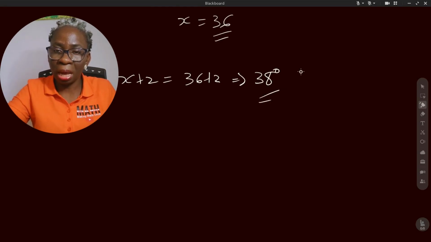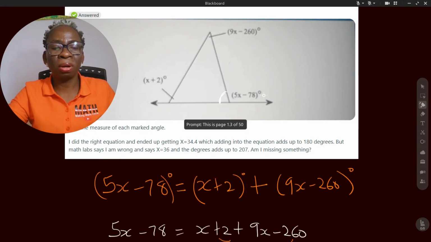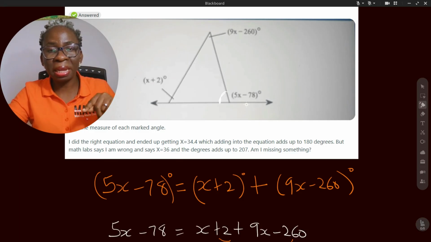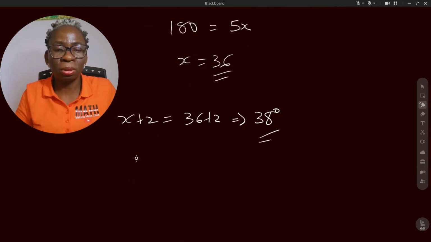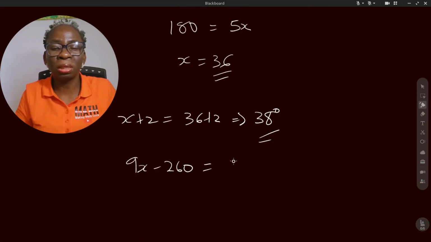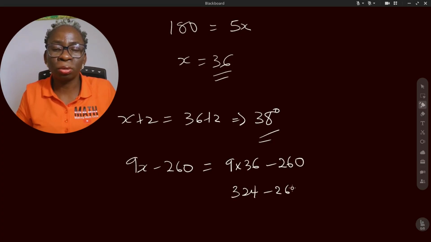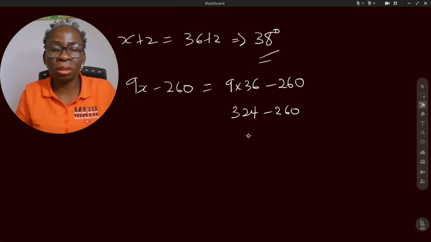That's the first angle. So we have to find the value of each marked angle. The second angle is 9x minus 260. This would give 9 times 36 minus 260. This will give 324 minus 260. So the second angle is 64 degrees.